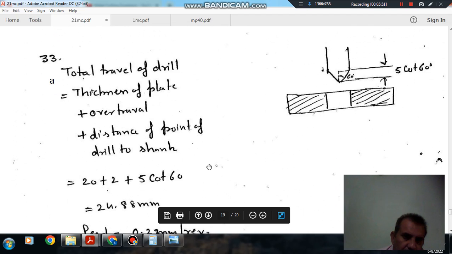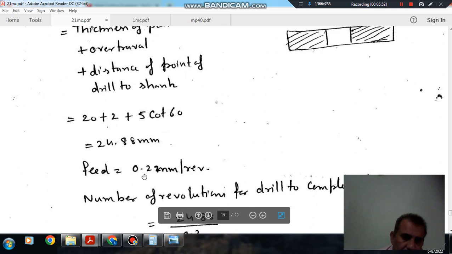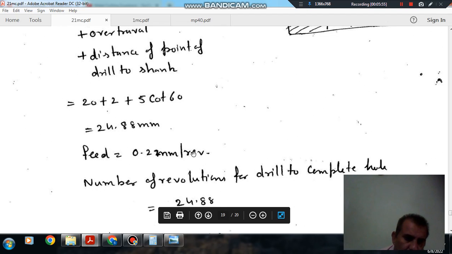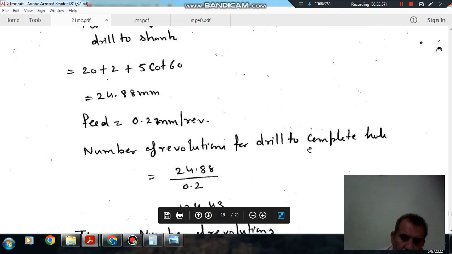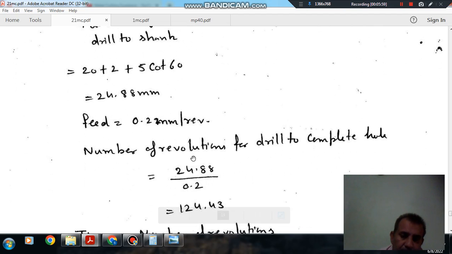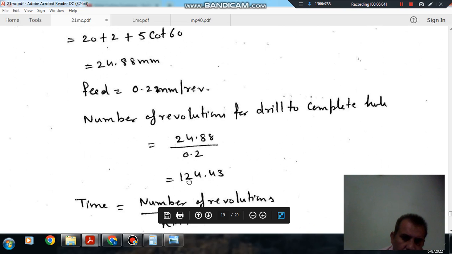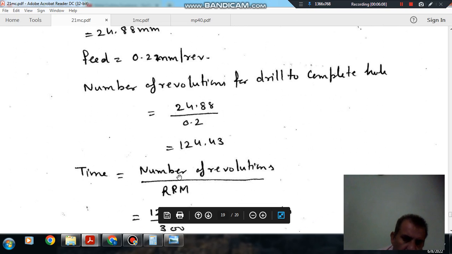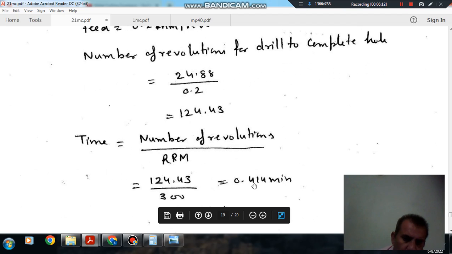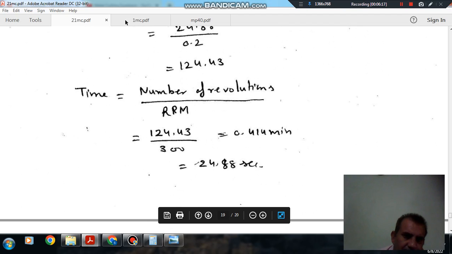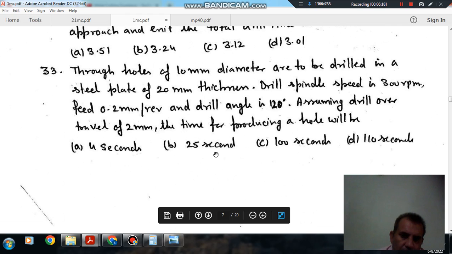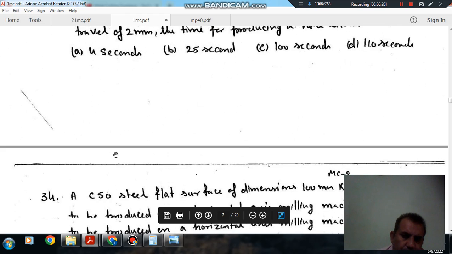That is the distance, and feed is given as 0.2 mm per revolution. So the number of revolutions for the drill to complete the hole is the same thing, distance by feed. So the number of revolutions will be 124.43, and time will be number of revolutions by rpm. So it will be 0.414 minute or 24.88 seconds. So the answer is option B.